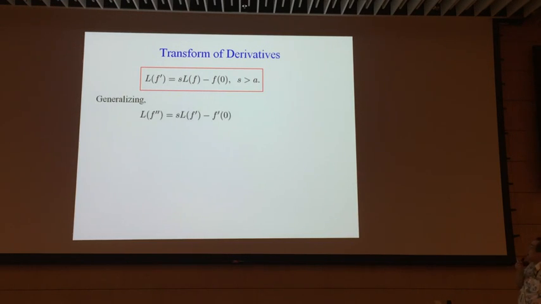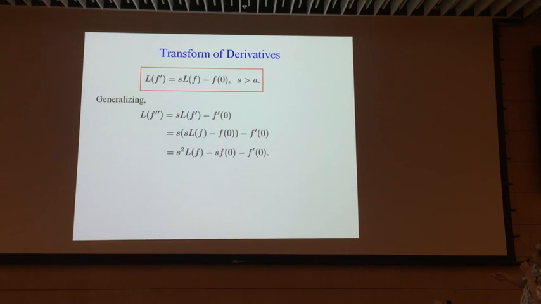Say if I look at the second derivative, well, the second derivative is just the derivative of the first derivative. So the Laplace transform of the second derivative is going to be s times the Laplace transform of the first derivative, minus the first derivative at 0, t equals 0. Then we play this game again, where we have the formula in the red box put here for the Laplace transform of f prime. So now we don't have any more derivatives on the right side. So it's just s squared times the Laplace transform of f minus s times f(0), minus f prime of 0.